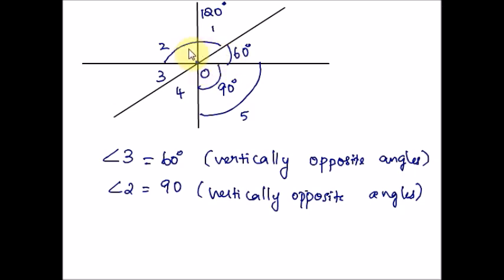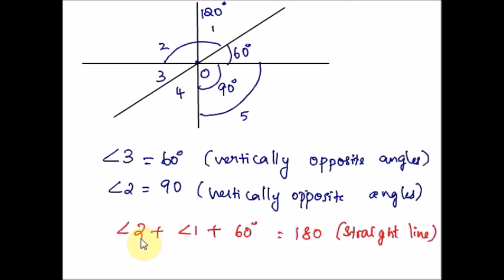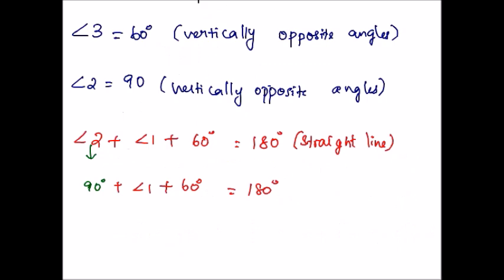So if you add angle 2, angle 1 and 60, you should be getting 180 degrees. You can just replace angle 2 by 90. Add 90 and 60. That will give you 150. Just subtract 150 from both the sides to get the value of angle 1.